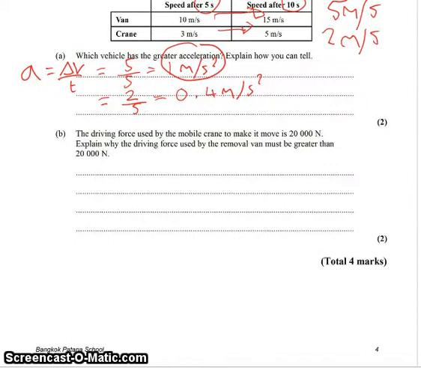The driving force used by the mobile crane to make it move is 20,000 newtons. Explain why the force for the removal van must be greater than that. Well, we know that force is mass times acceleration. So both objects have the same mass. So it's the same for the crane and for the van.